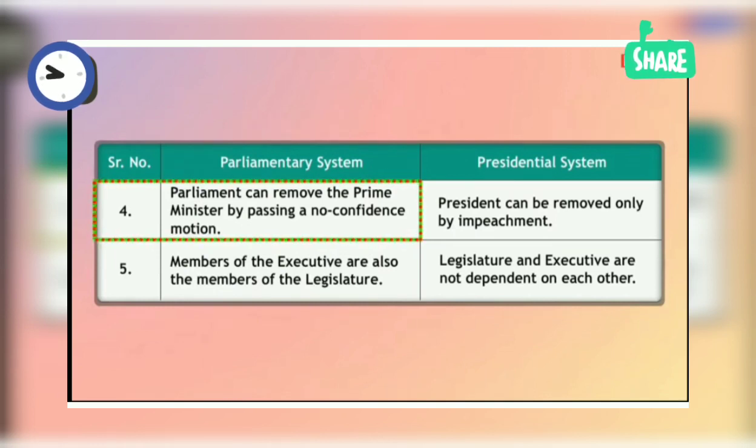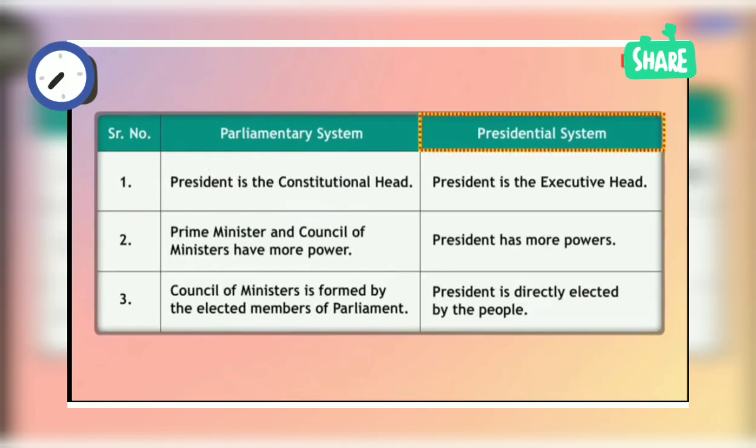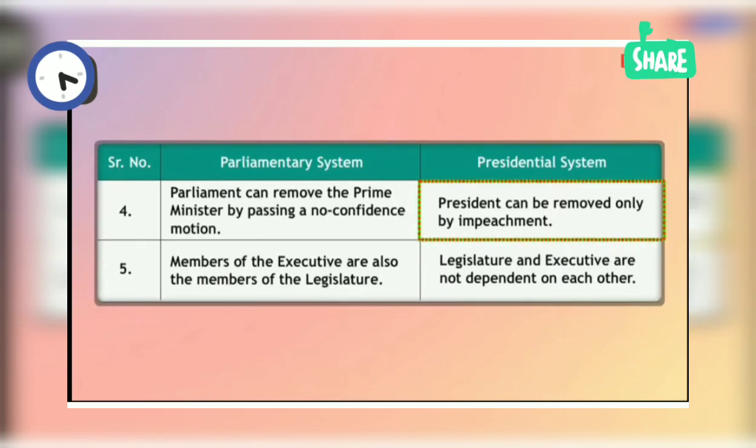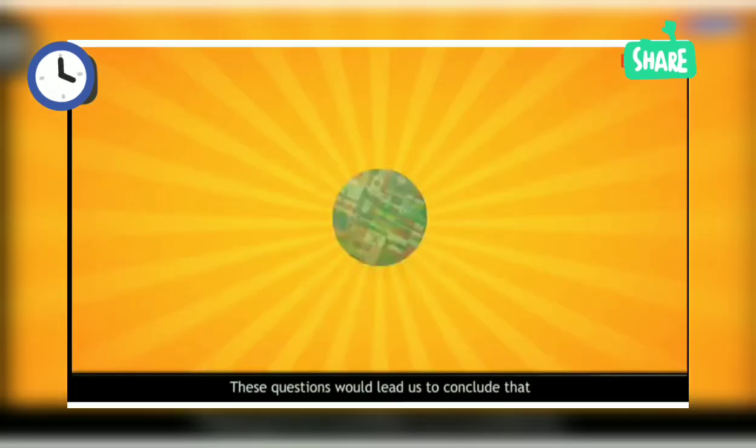Parliament can remove the prime minister by passing a no confidence motion. If a prime minister is not working properly, we will pass a resolution which is known as a no confidence motion. The presidential system is a system in which the president will be the executive head. Overall in the country, the president will have the power. As compared to the prime minister or other people, the president has more powers, unlike the parliamentary system. The president can be removed only by impeachment, a procedure which we'll learn in the next lecture. Legislature and executive are not dependent on each other. The legislature who makes laws and the executive who executes the laws are not dependent on each other.